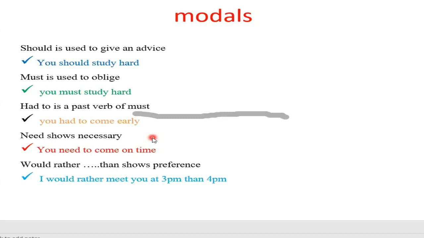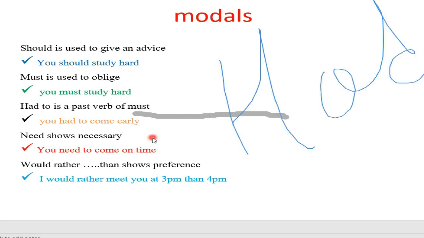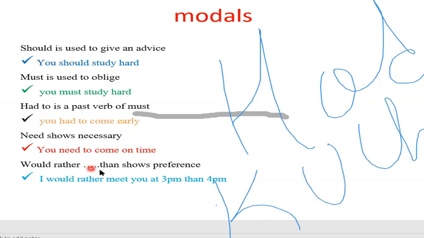Do all these modal verbs have the same meaning or different? Different, right? Would rather shows preference.